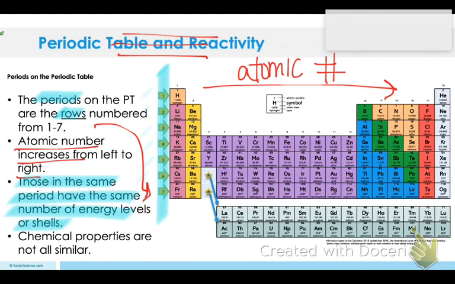If you look at period 4, it goes from metals, which are in the purple right now, to non-metals, and then you have your noble gases and stuff like that. So they're not going to have the same chemical properties.